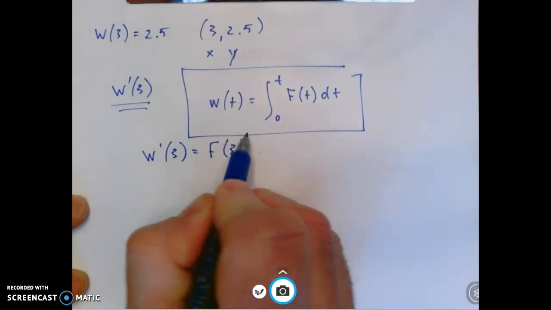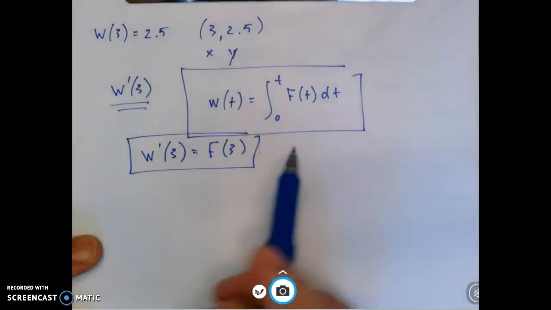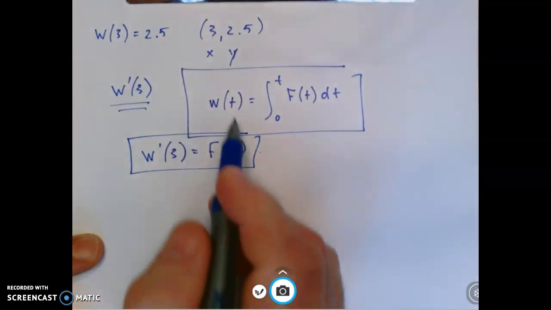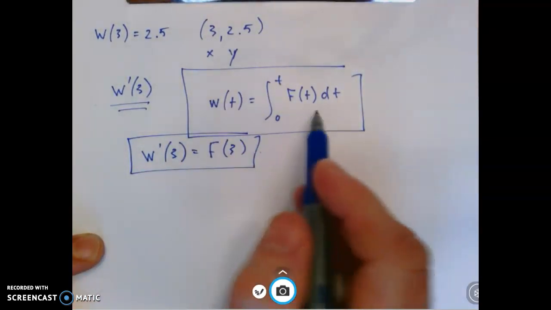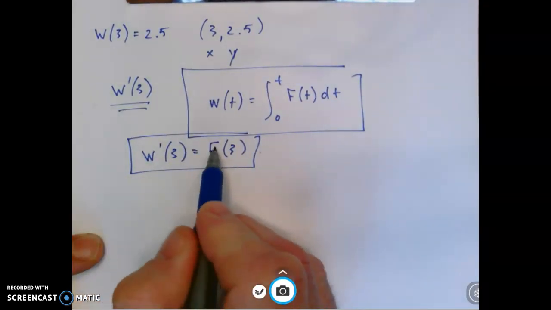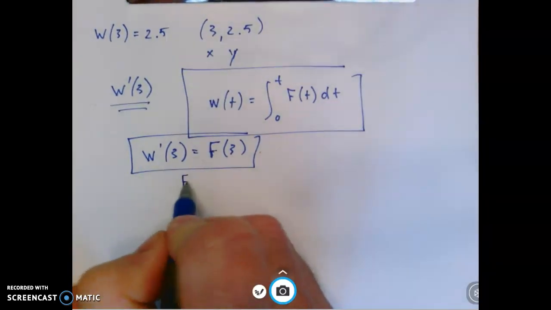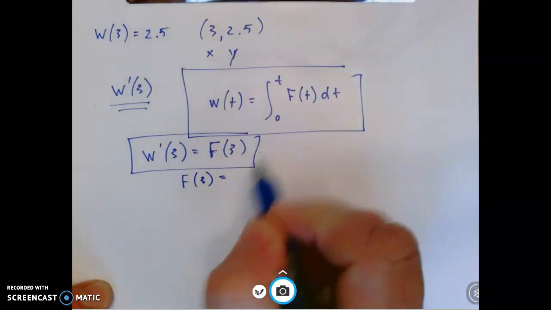Guarantee this type of application will without question be on the test. And what that means is we have an integral, and when we take the derivative of that integral, we're actually finding the function at that point. So when we say W prime of 3, we're looking for f of 3. And f of 3 is, well, this is a calculator problem.